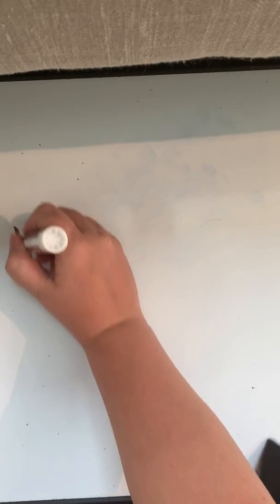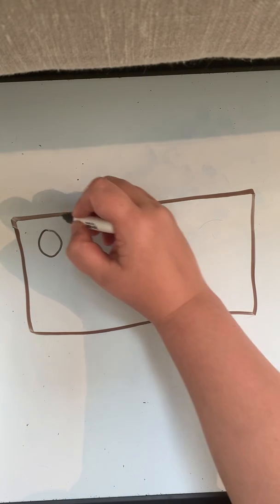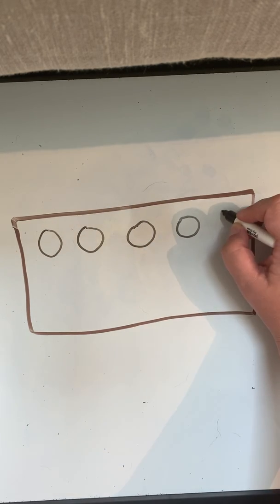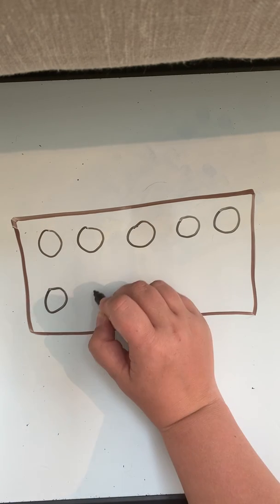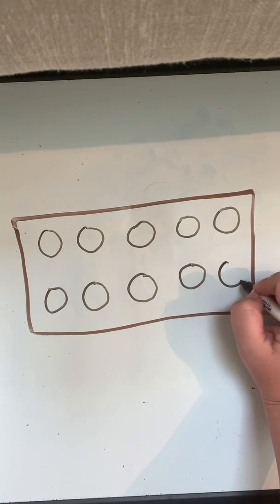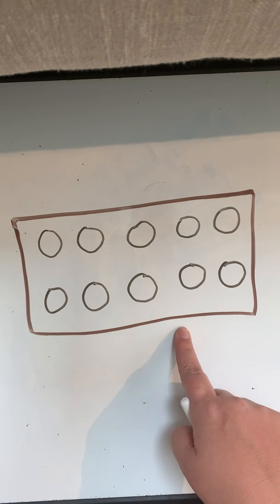Let's all draw a rectangle on our whiteboards, and we're going to pretend that's a cookie tray, okay? Now, I'm going to pretend I'm baking some cookies, and I am going to put 1, 2, 3, 4, 5, 6, 7, 8, 9, 10 Oreo cookies on my cookie tray, okay?